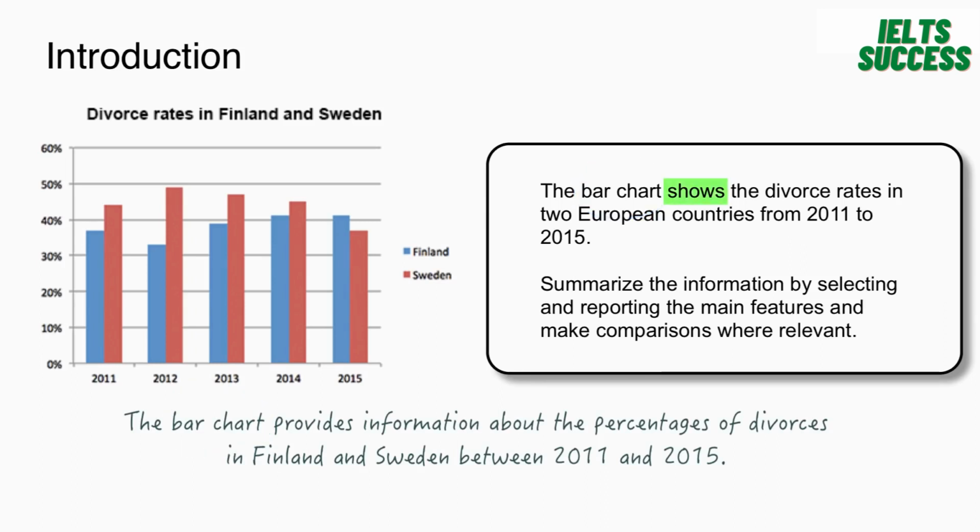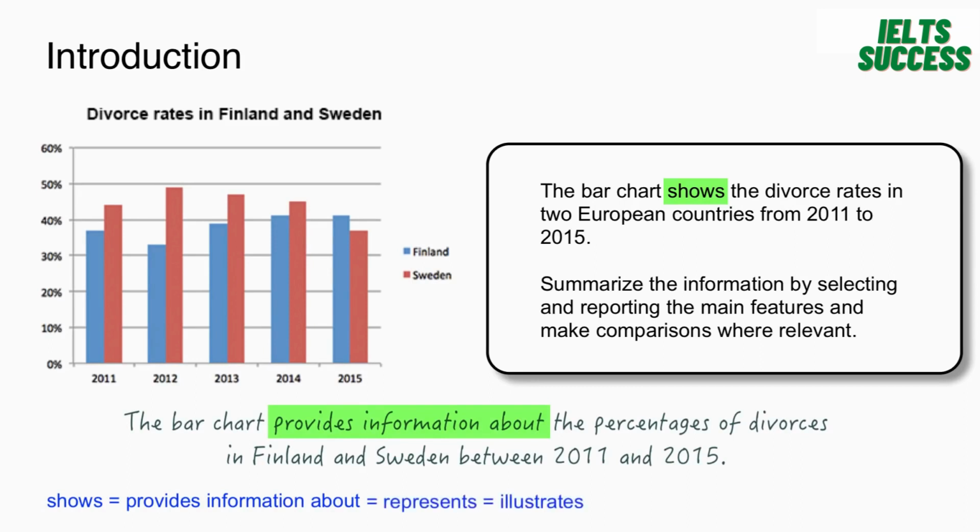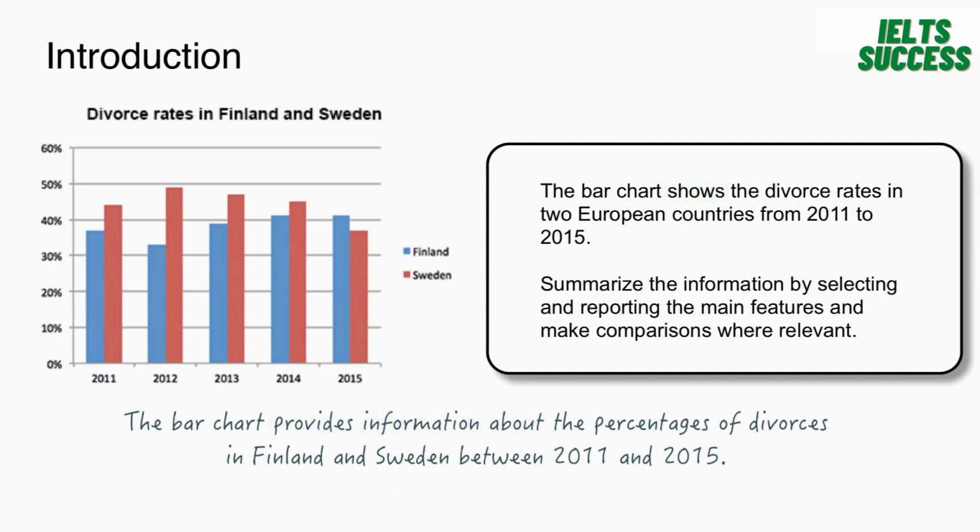Next we have the verb shows. And verbs can always be paraphrased. In our case, the verb shows was replaced by provides information about. We could also use such synonyms as represents or illustrates. Instead of the phrase divorce rates, I used the phrase percentages of divorces.